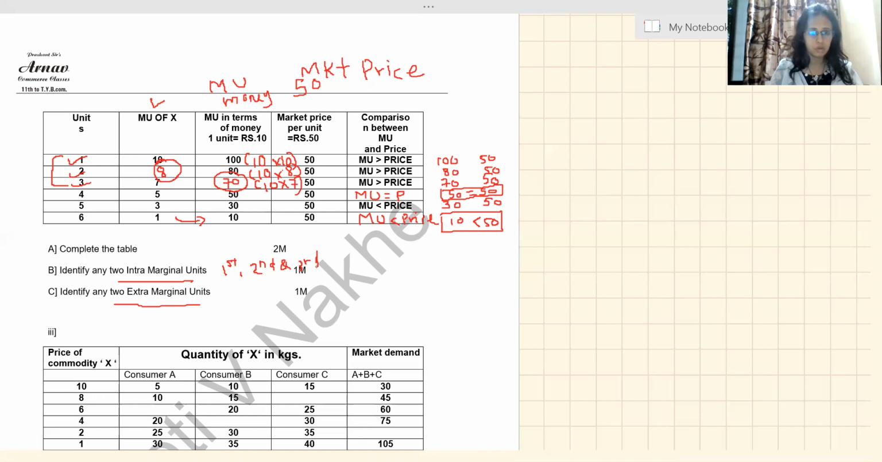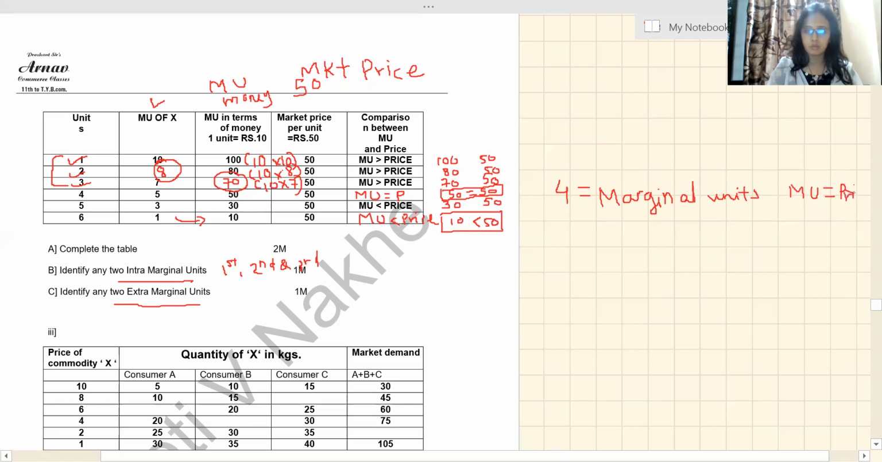And fourth, they have not asked you, but I'm just telling you. Fourth is your marginal unit. We call it a marginal unit. Remember, students, they have not asked, I'm just telling you. This is called marginal units, where MU is equal to price. And 1, 2, 3 are where MU is greater than price.